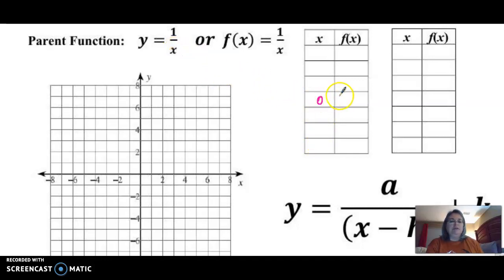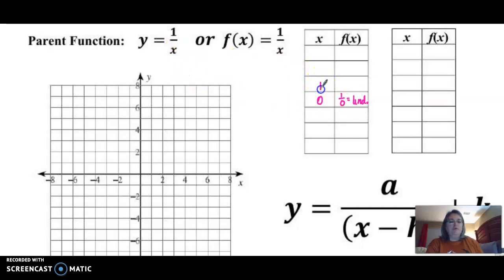Notice when I plug 0 into my function and I have 1 over 0, we know when a 0 is in the denominator that that's not equal to 1. That is undefined, meaning there is no value there. So we'll just write UND for undefined. We'll come back and talk about what happens to the graph there, but we just need to know that we're not going to plot anything where x is equal to 0.